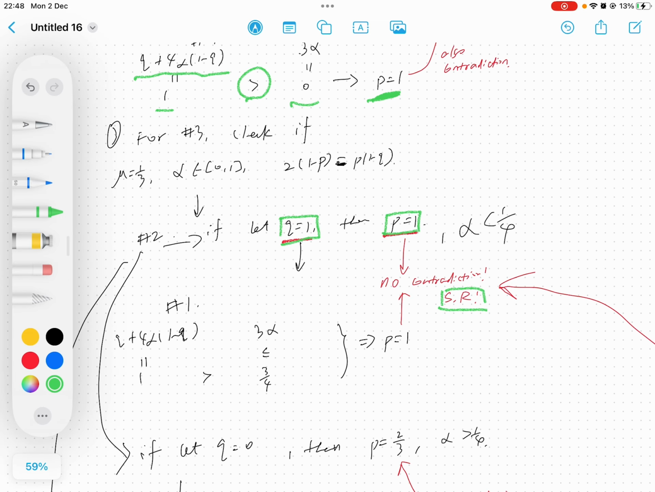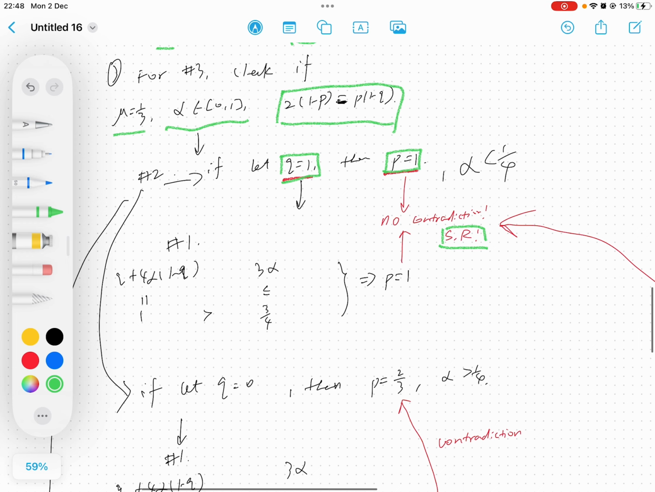Now let's move on, and for player 3, let's check if alpha is between 0 and 1. In this case, we also have that mu is 1/3, and we also have this equality. Good, so let's keep this in mind.